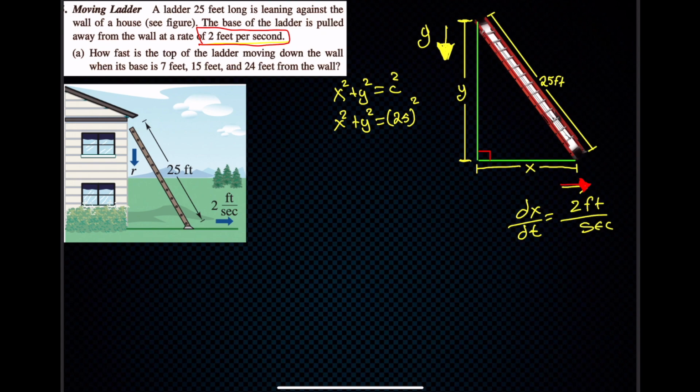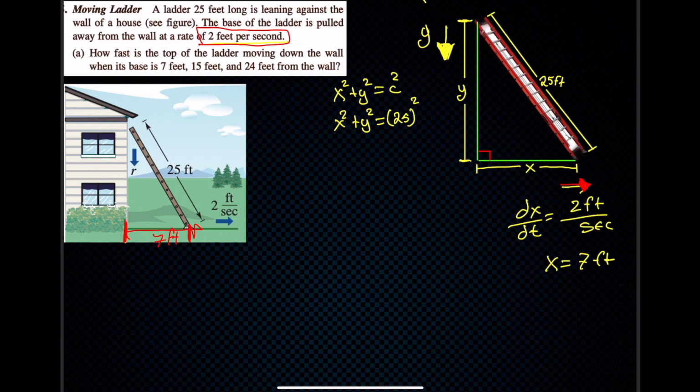process illustrated. So how fast is the top of the ladder moving down the wall when its base is 7 feet? We know its base is x, and it's 7 feet away. That is given. If they already told us what the distance is from the wall, as you can see from this picture, from this side all the way to here, it's 7 feet. So let's try to compute that.